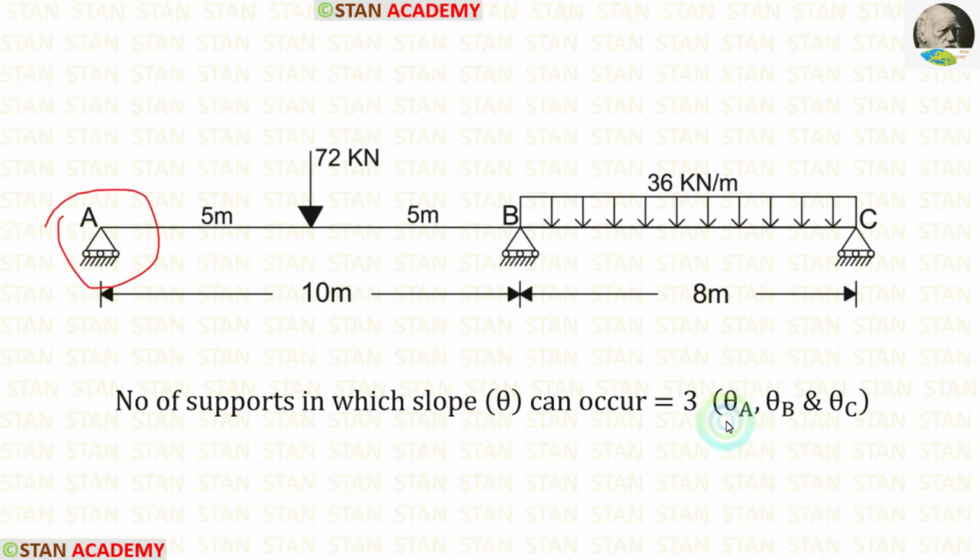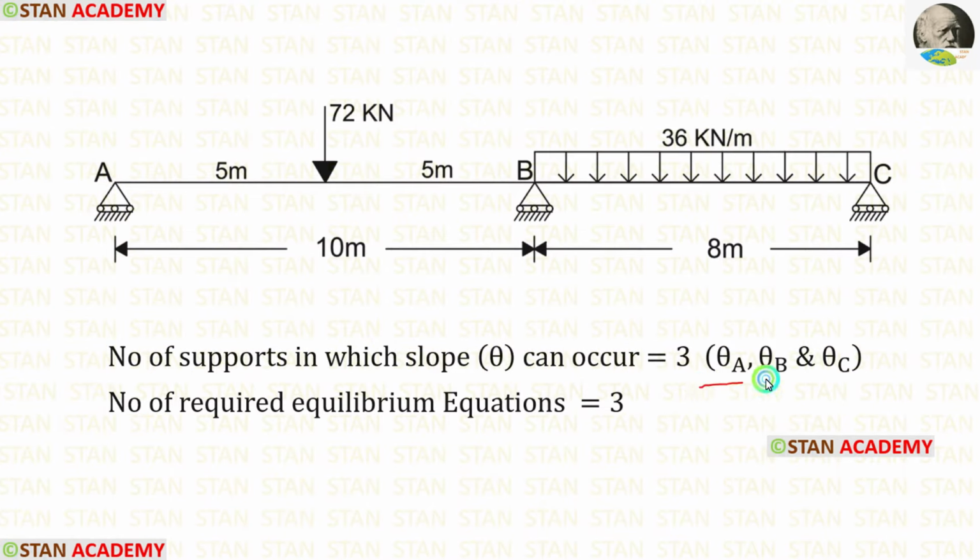In the point A, we are having theta A, and in the point B, we are having theta B, and in the point C, we are having theta C. So, in this problem, we are having three unknowns. If we calculate these three unknowns, we can easily calculate the moments. To find out these three unknowns, we need three equilibrium equations. Let us see how to make these three equilibrium equations.